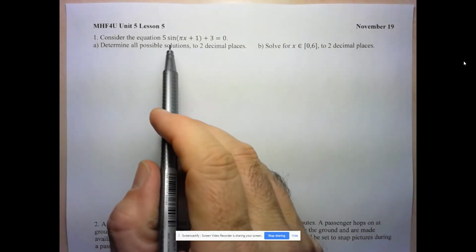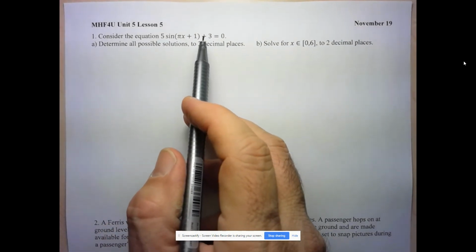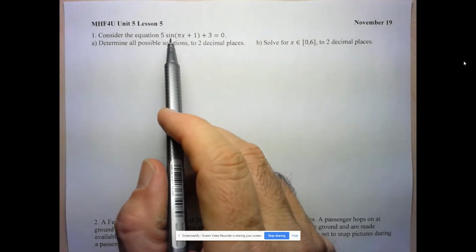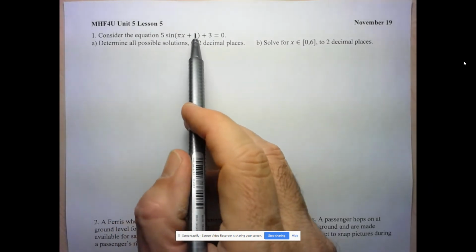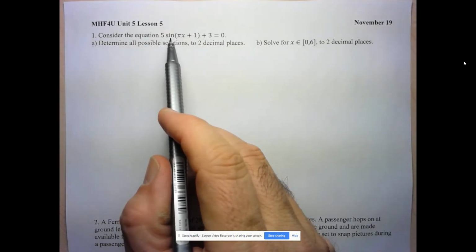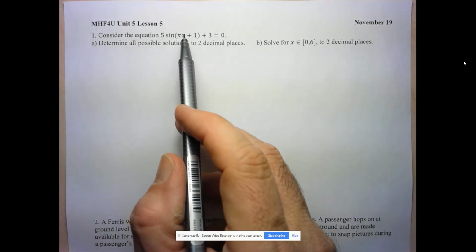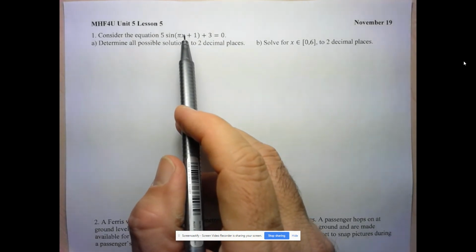So here we're going to take a look at question 1, and they're asking us to solve this equation. First of all, this is what's known as a linear trigonometric equation, and that's because the exponent on the trig expression is 1, which means that we can isolate this trigonometric expression just using opposite operations, similar to what we do with linear equations.